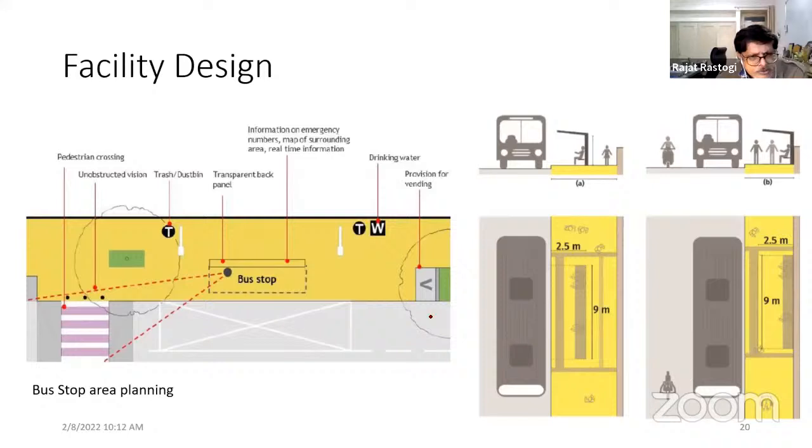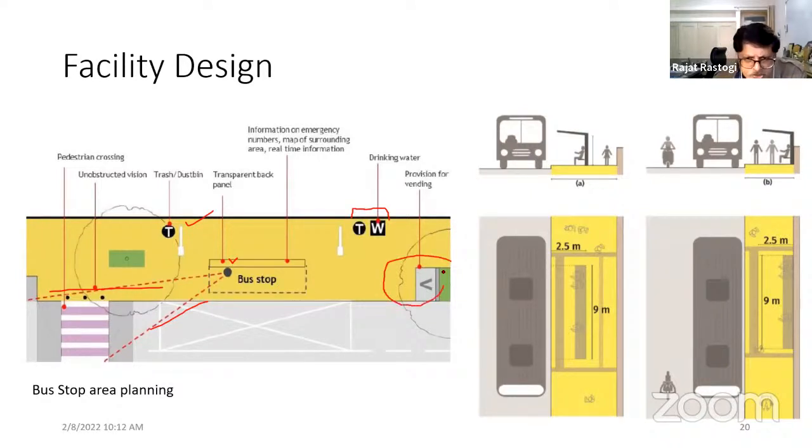Then here what you can see is that the bus stop is being talked about, and in the case of a bus stop, it is talking about the visual triangle which is there. So if you are sitting at this location, then what you are able to see and to what level you are able to see. And then at the same time, there should be different types of facilities which are required for any pedestrian when they are waiting for a bus at a location.